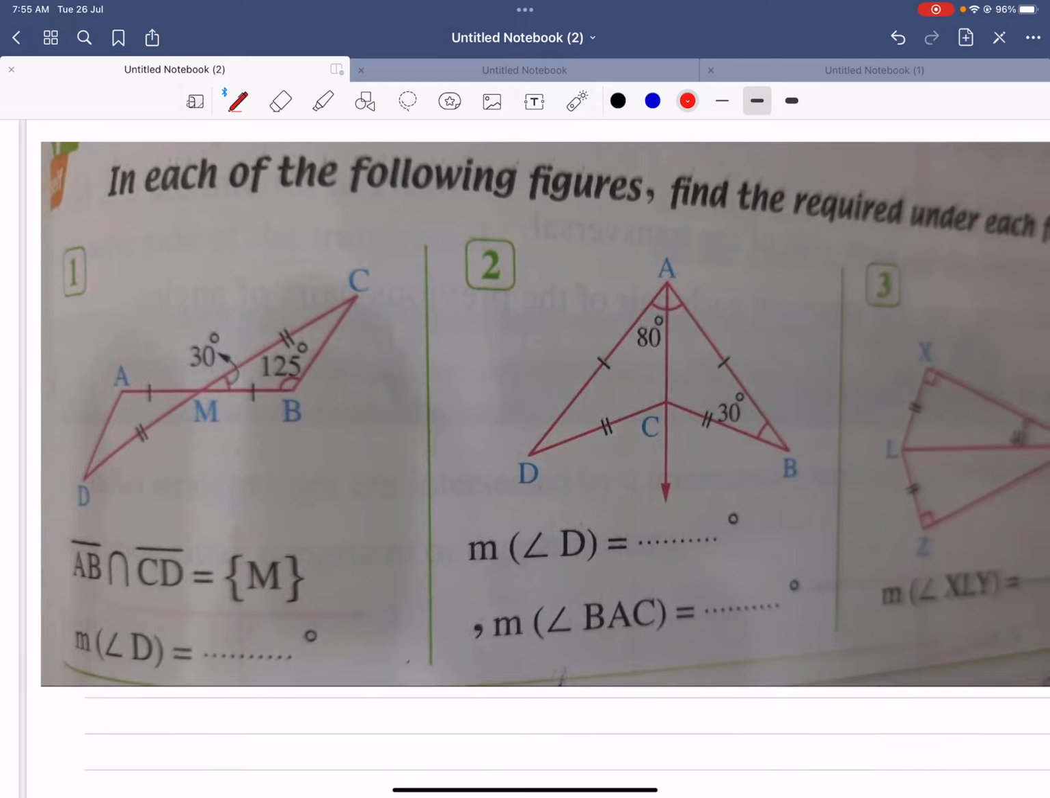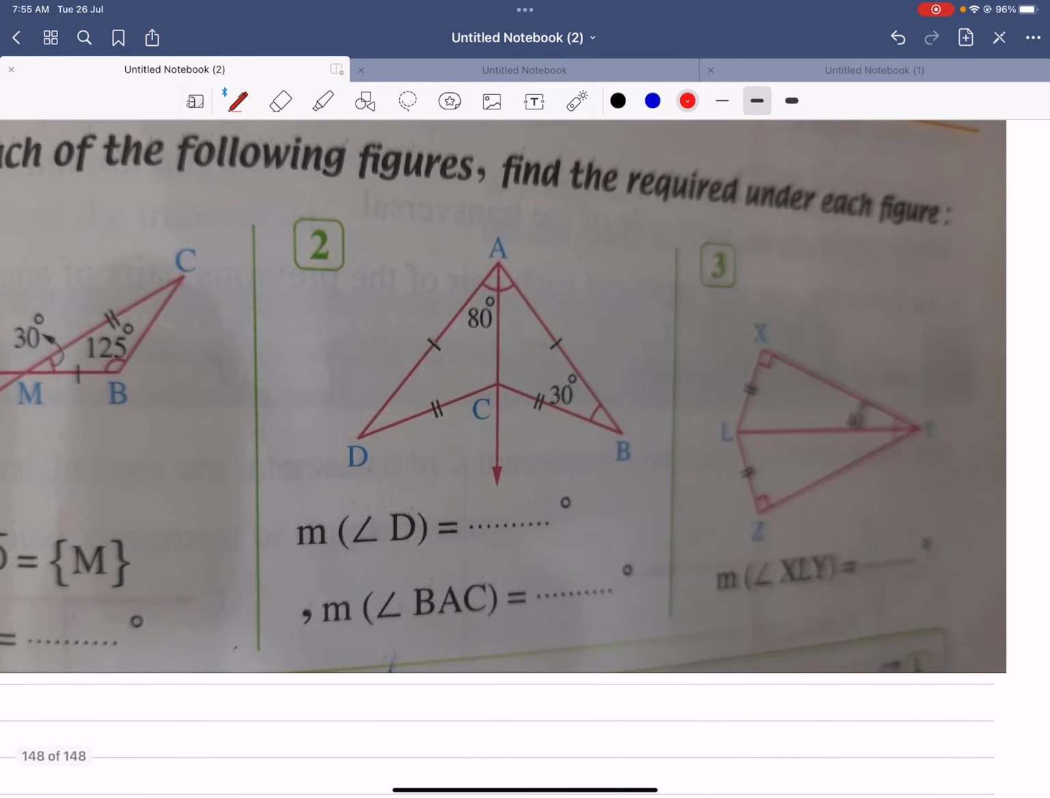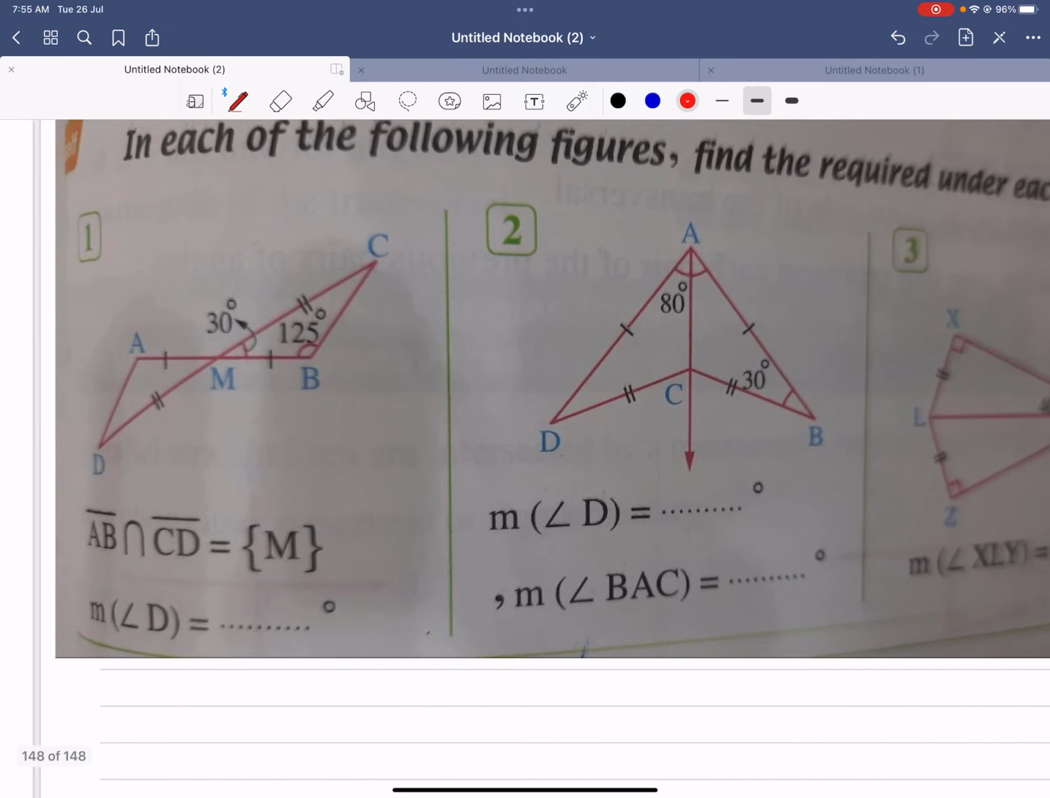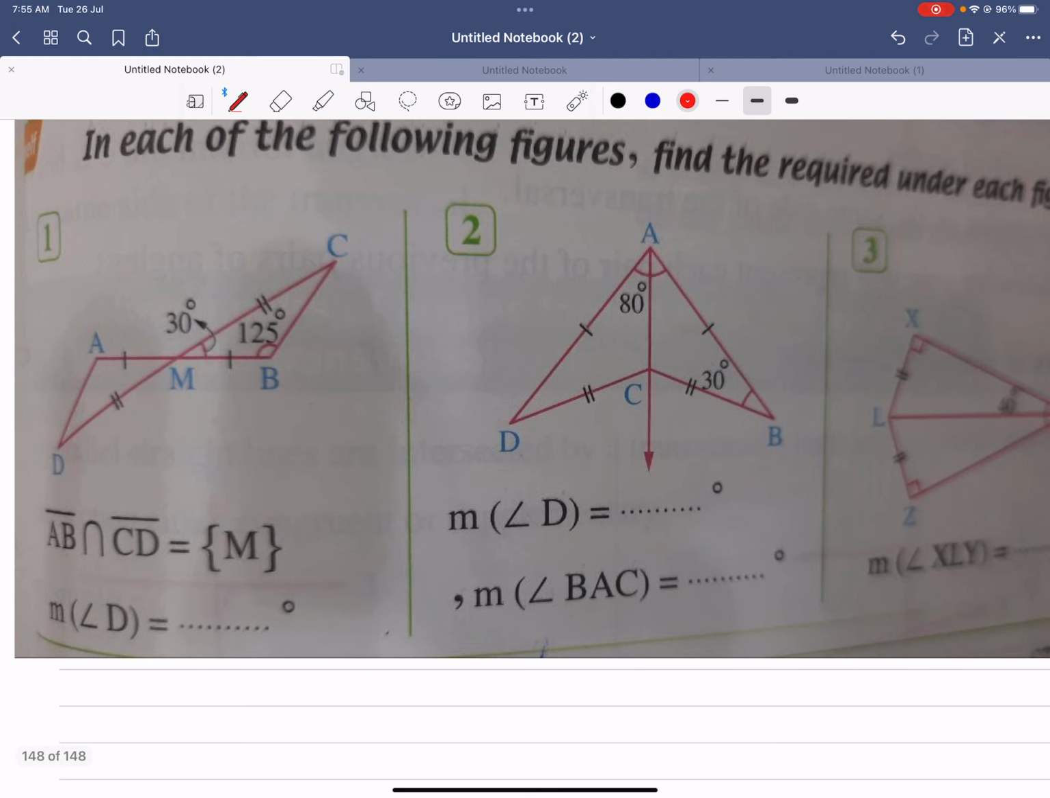هنا بيقول لي in each of the following figures find the required under each of the figure. طبعا مبدئيا قبل أي حاجة so number one you have to find out or to figure out they are congruent or not. حضرتك قبل ما تحل لازم تكتشف هل هم congruent ولا لا. اوكي، وخلينا أفكرك إن ال sum of the interior angle of any triangle equal to 180.